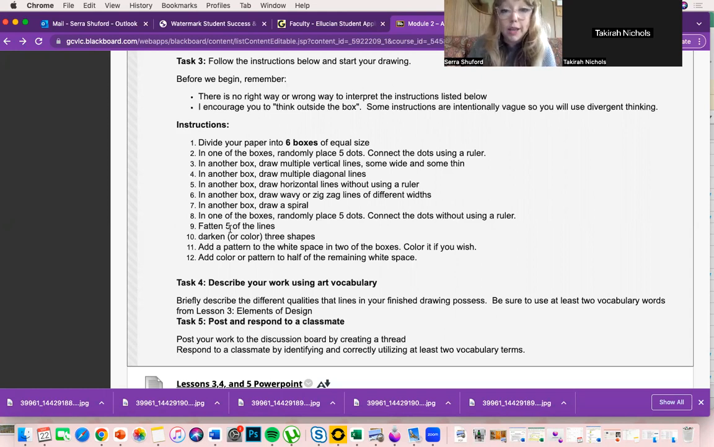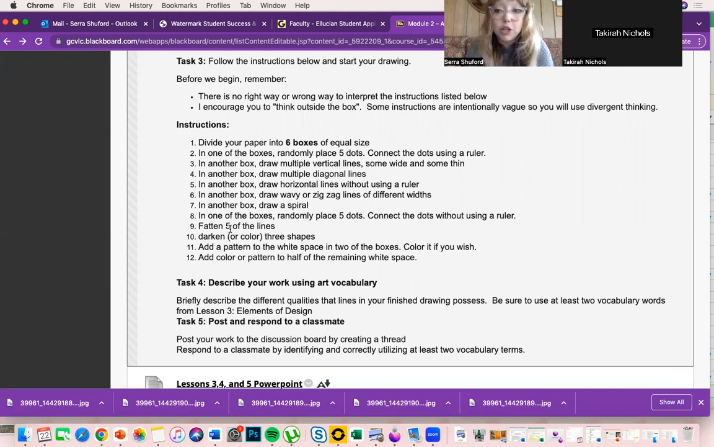You'll upload that photo that you have drawn on paper. Just take a picture of it with your phone, and try to remove any edges or anything. Make sure it's a nice, clean picture of it. And then you'll attach that photo to your thread and briefly describe the different qualities that lines in your finished drawing possess, which is what you will use lesson 3 for. You'll need to use some vocabulary from our PowerPoint, talking about different types of line and quality of line and all that sort of stuff.